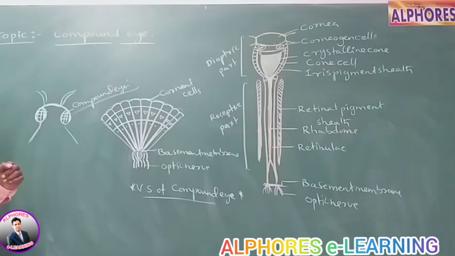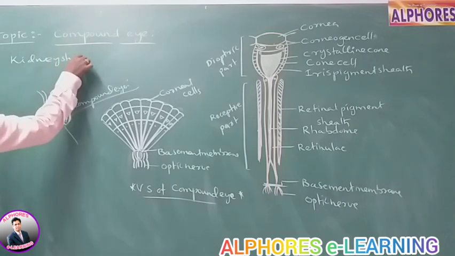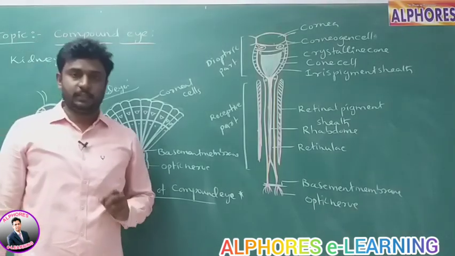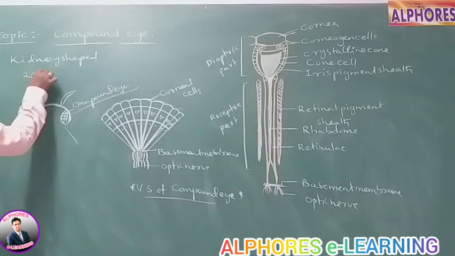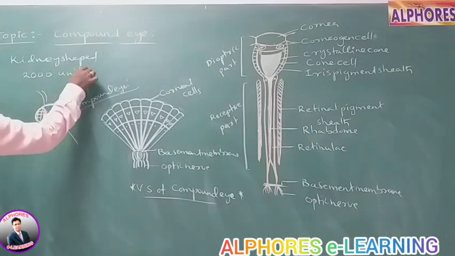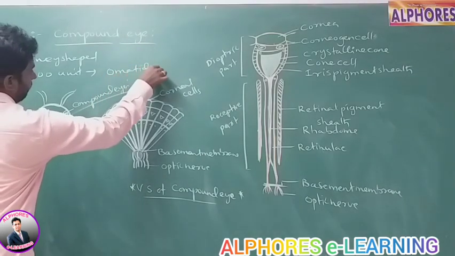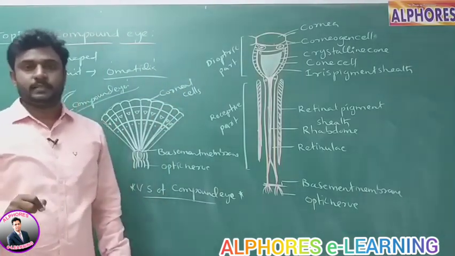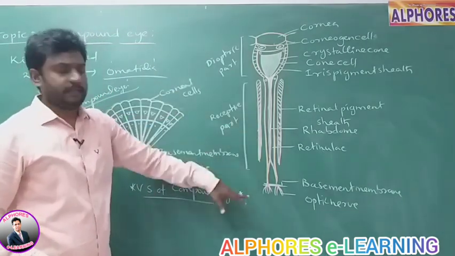If you see the structure of one compound eye, compound eyes are kidney shaped. Each compound eye is made up of small units, approximately 2000 units. Each compound eye is formed by approximately 2000 small units, which are called ommatidia. The small units present in the compound eye are called ommatidia.